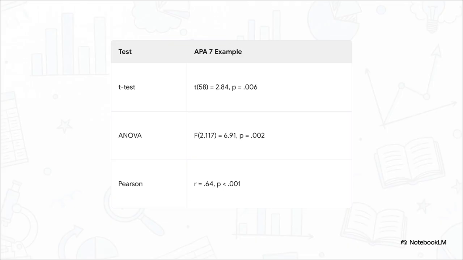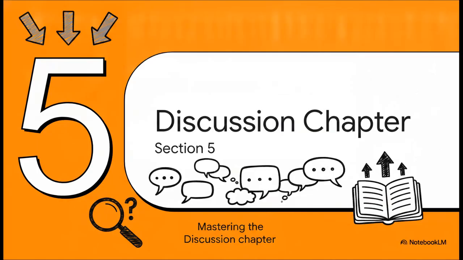You have to use strict APA 7 formatting for all your statistical values. You'll notice really specific details, like italicizing the t, the p, the F, and getting the exact spacing right around the equal signs. Nailing these tiny details is exactly what signals to a reviewer that you are a meticulous, serious scholar.